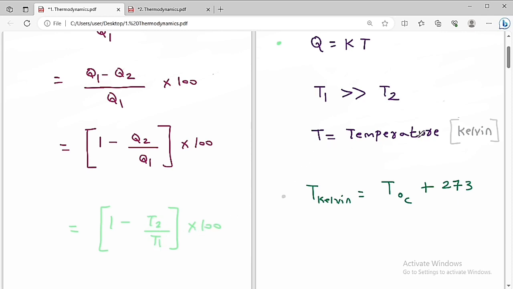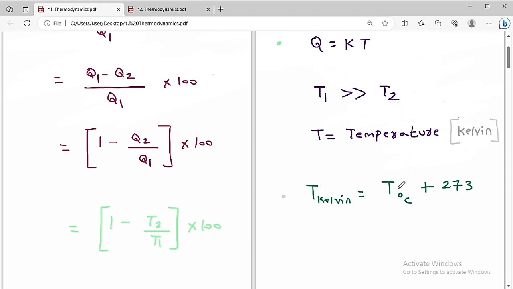Here T is called temperature, and temperature is always in terms of Kelvin. Whenever you deal with the concepts of thermodynamics, you need to keep in mind that temperatures are always in Kelvin only. Basically, T1 is the source temperature, or it is also called the initial temperature, or the inlet temperature, or the temperature of the higher temperature reservoir. Whereas T2 is called the sink temperature, or the outlet temperature, or the temperature of the lower temperature reservoir. These are the different names. T1 is always greater than T2.